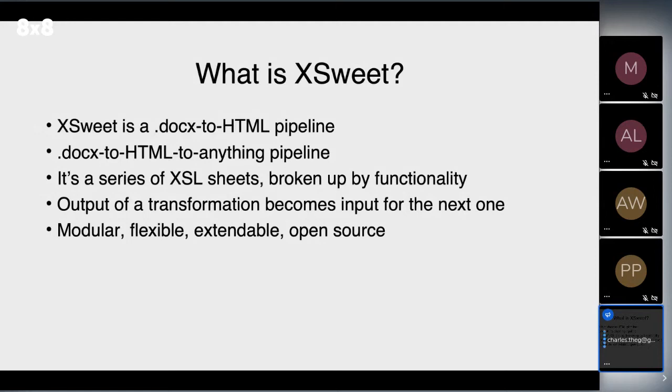Under the hood, XSweet is really a series of XSL sheets, grouped by functionality, by what they do. Each one takes an input, applies a different mapping change to it, and then the output of one transformation step becomes the input for the next one. XSweet is designed to be modular, flexible, and extendable. And of course, it's open source. The idea is that you can use what you need and build something that is not there, and easily add it into a pipeline.